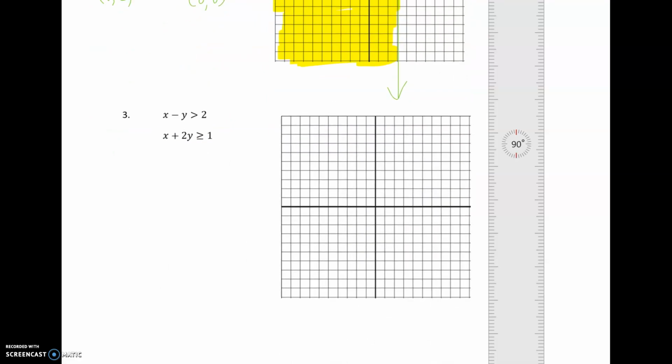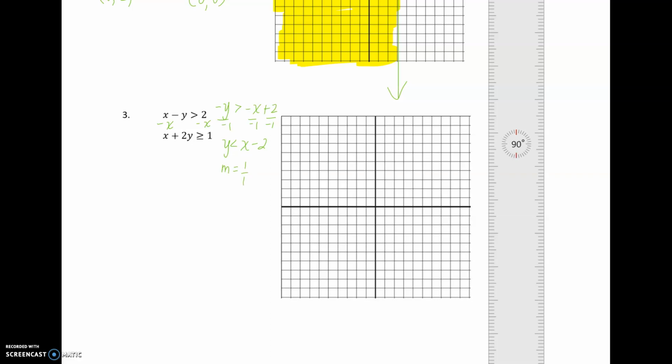Okay, we're going to try to do one more together. We have about 2 minutes before it times out. We'll see if I can get there. To get x minus y is greater than 2 into slope-intercept form, I'm going to subtract x, and I'm going to get y is greater than negative x plus 2. Then I'm going to divide by -1. What happens when I divide by a negative? I switch that inequality.